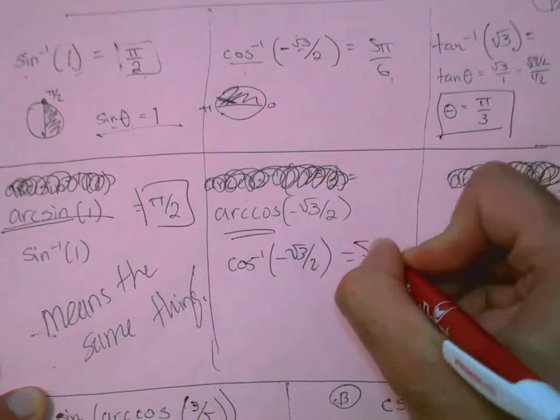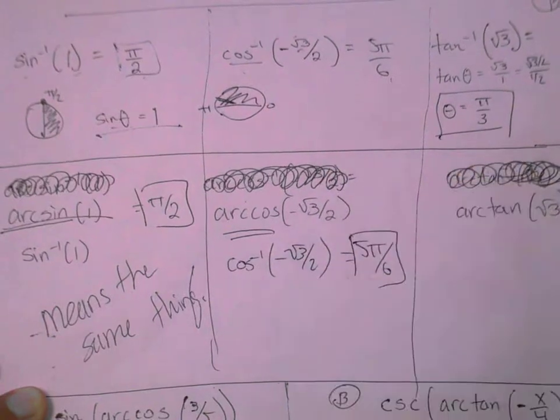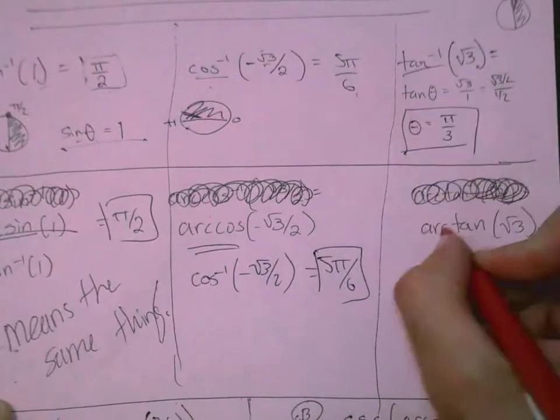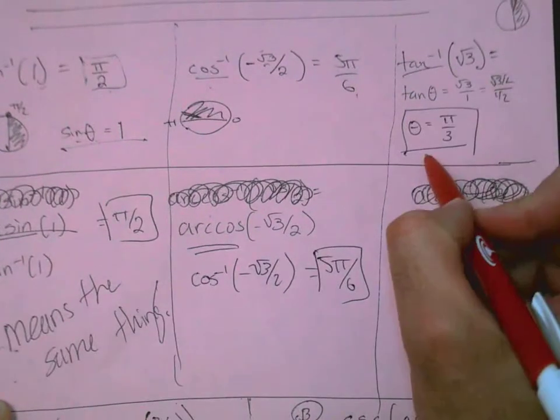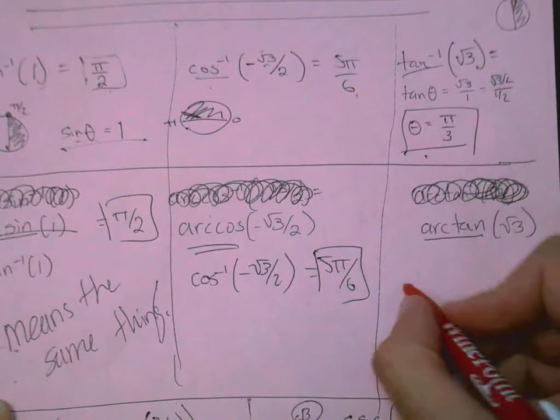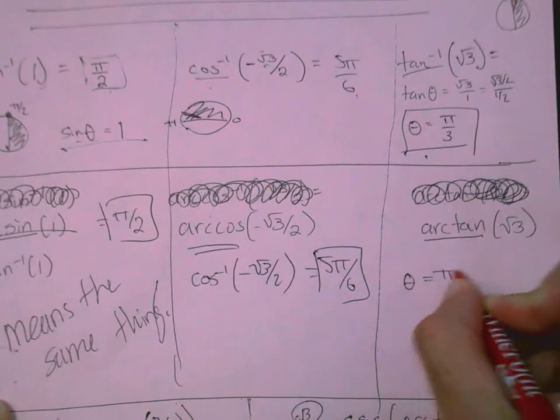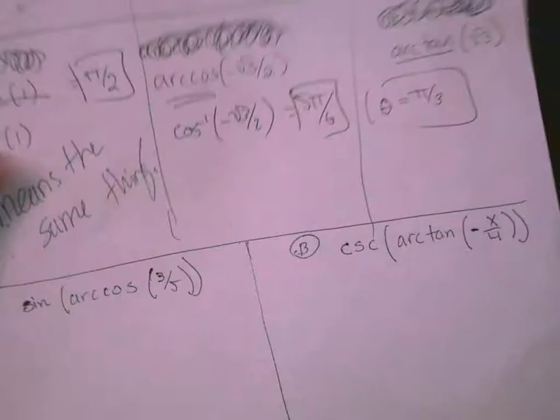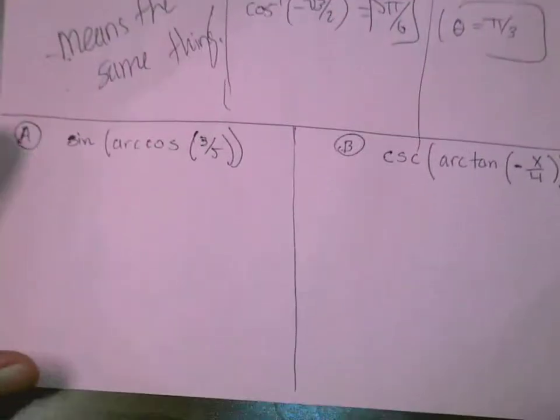And guess what? Arctangent means the same thing as tangent inverse. What solution do we get there? Pi over 3. So we just write theta equals pi over 3. Yeah, that's it. Like literally, you're just supposed to get that they're the same out of it. It's another way to say it.